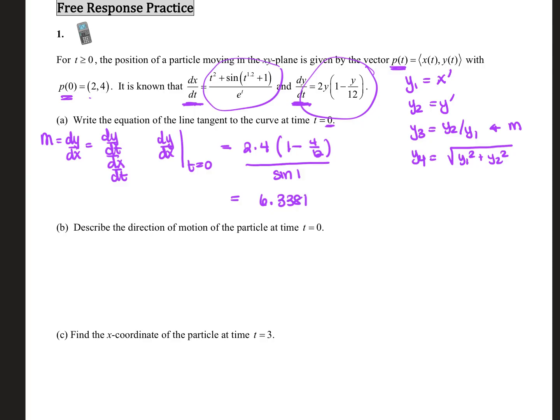So we have a point and a slope. So you can go ahead and find the equation of the line. So y equals 4 plus the slope, x minus the x point.